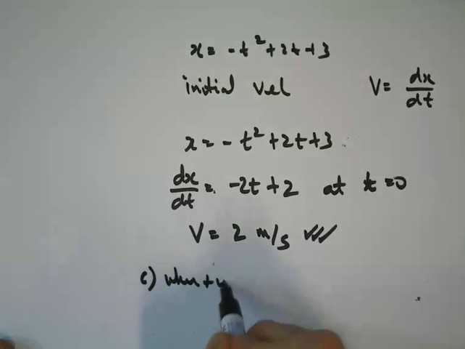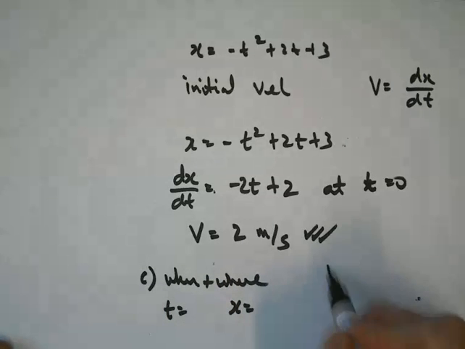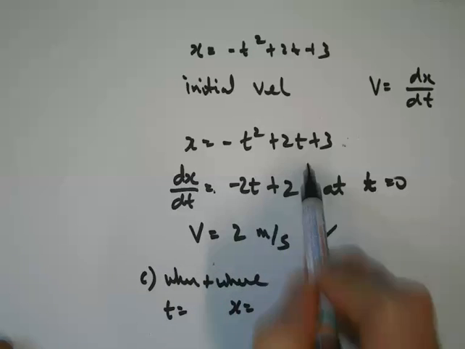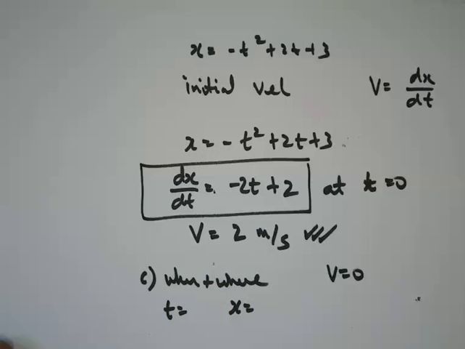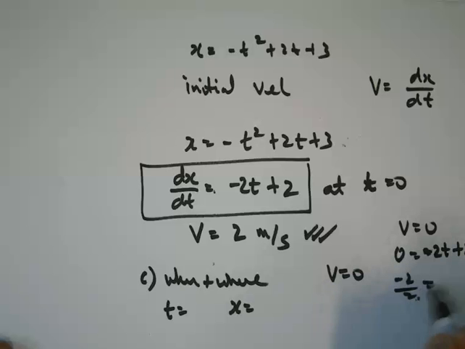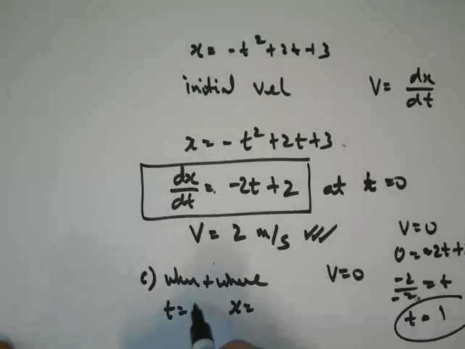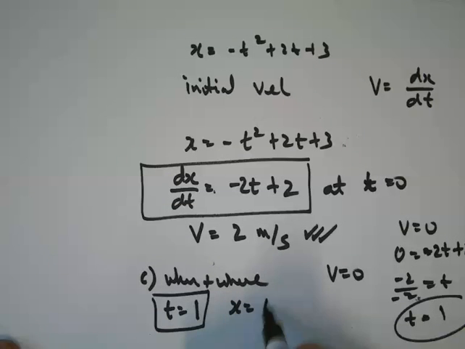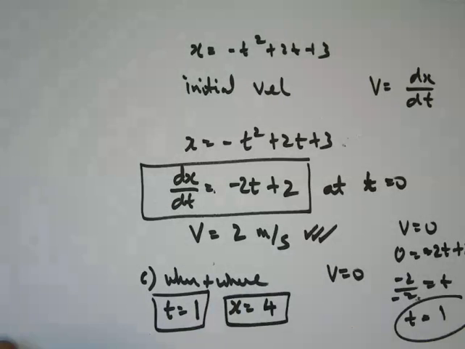Part C says find when and where the velocity is equal to 0. When and where, therefore t equals, x equals, that's what when and where means, v equals 0. I have an expression for velocity, it's minus 2t plus 2. So v equals 0 when 0 equals minus 2t plus 2, minus 2 divided by minus 2 equals t, t equals 1. So at t equals 1, and I know from my graph that x equals 4 when t equals 1. So there's the two answers for part C.